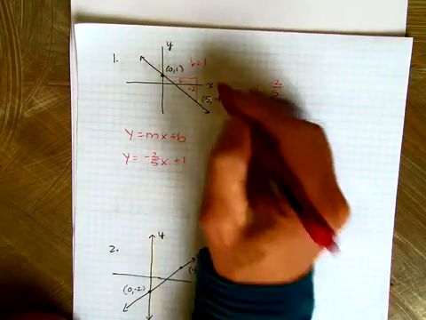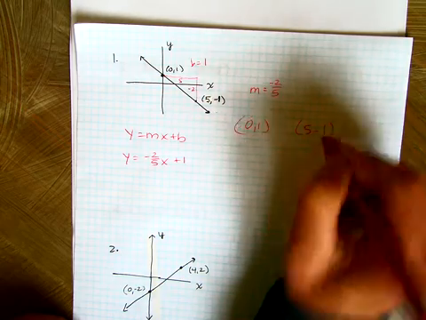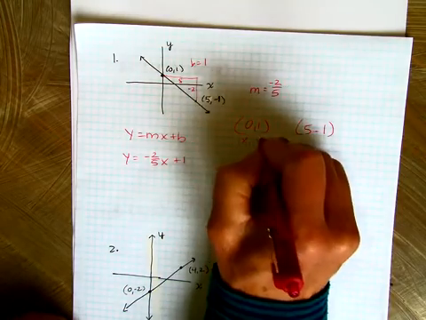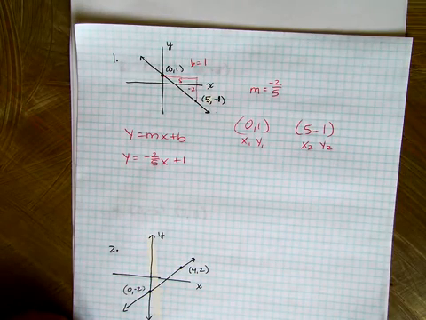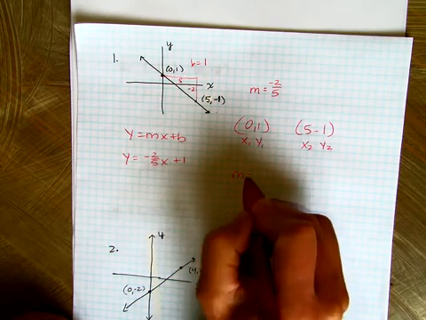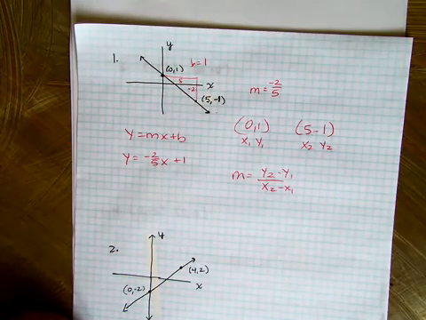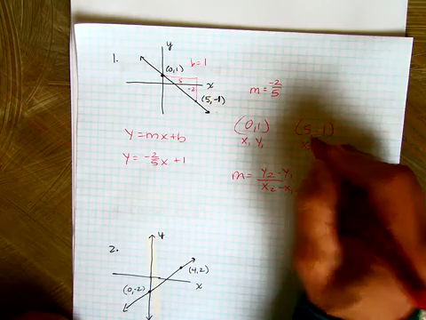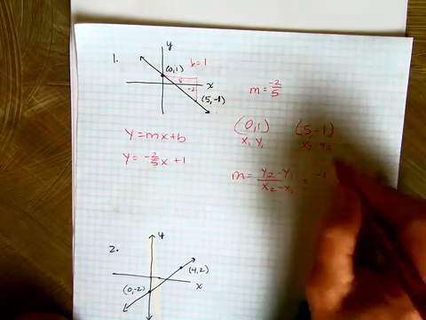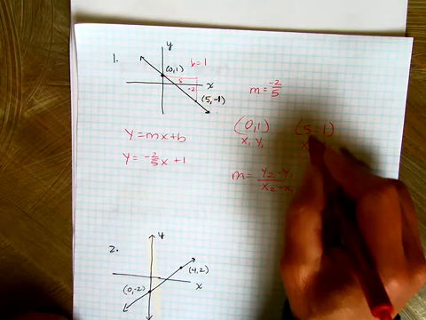Now we could have calculated this. So if my 2 points are 0, 1, 5, -1, the first thing I will do, and it doesn't matter which you call point 1 and which you call point 2, as long as x1 goes with y1. And then if I use the slope formula, I can just plug values in. y2 minus y1 over x2 minus x1.